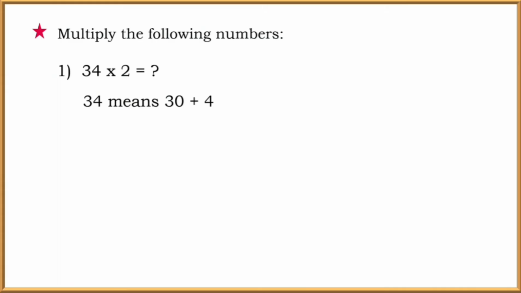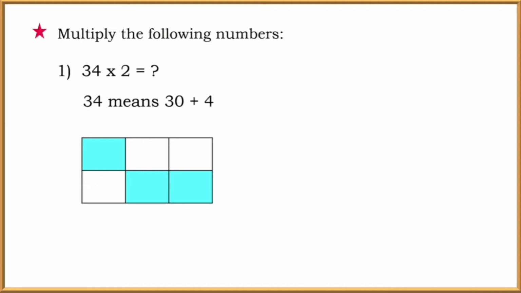Multiply the following numbers. 34 multiplied by 2. So children, here 34 means 30 plus 4. So let us write multiplication sign in this grid over here and write 30 and 4 because 34 is the multiplicand and 34 means 30 plus 4. Now let us write multiplier, that is 2.